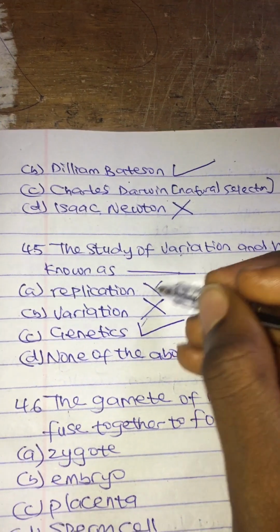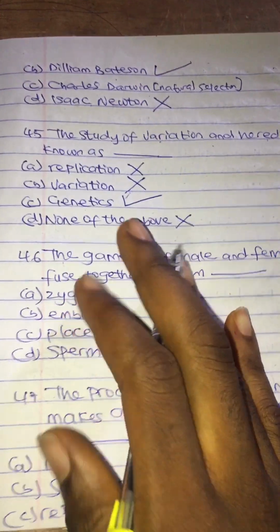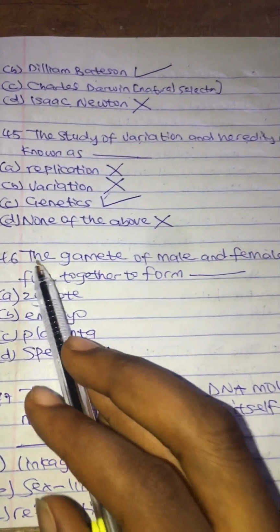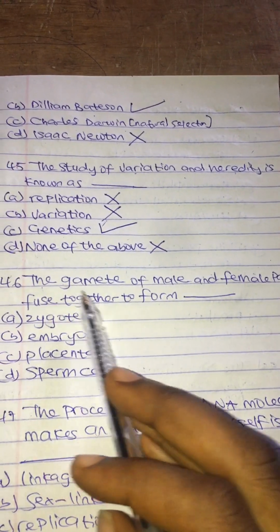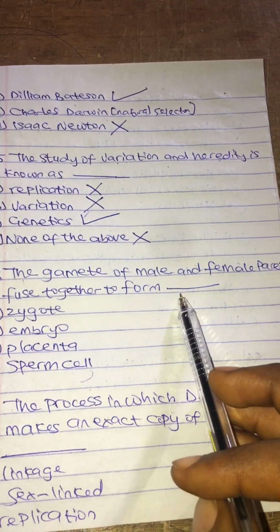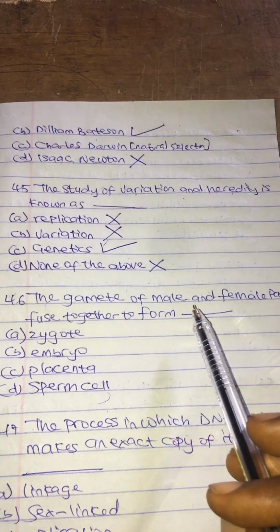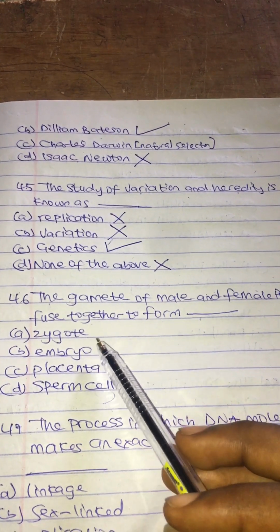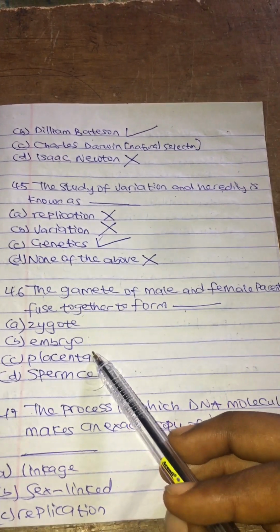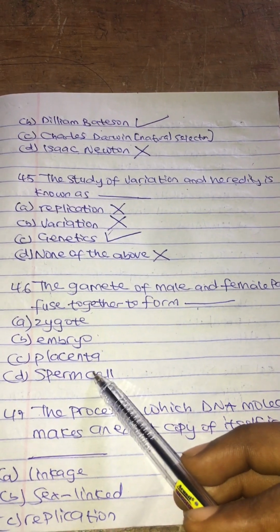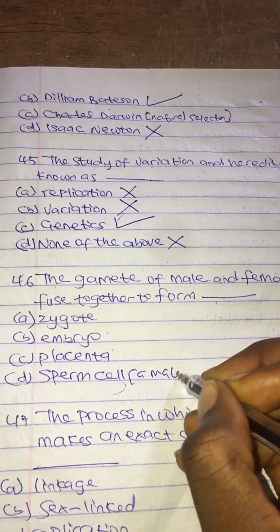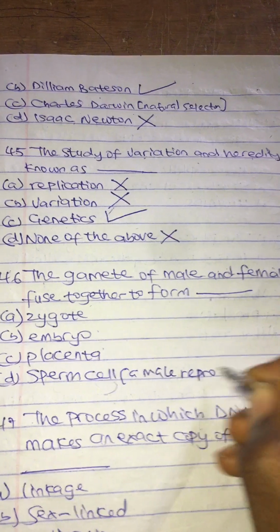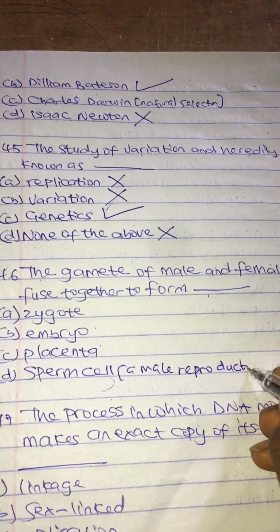So it's also out. I hope you understand it now. Question 46. The gamete of male and female parents fuse together to form dash. A, zygote. B, embryo. C, placenta. D, sperm cell. Sperm cell is a male reproductive cell. You should note it. It's a male reproductive cell.